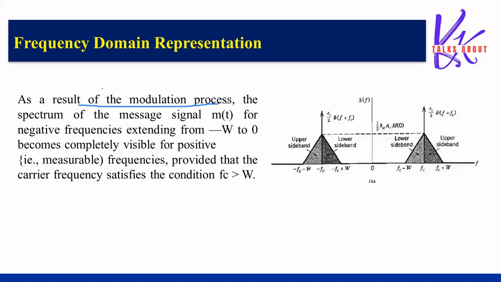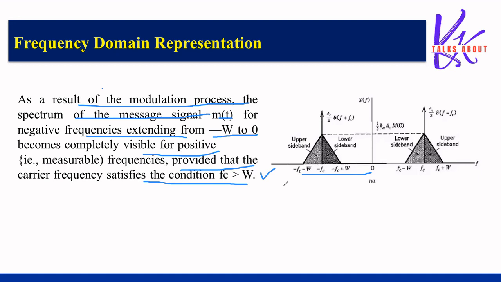As a result of the modulation process, the spectrum of the message signal m(t) for negative frequency extends from minus W to 0. That is, from here to this point it is extended, that is the negative frequencies of the modulated signal, and it becomes completely visible for positive frequencies, that is, measurable, provided that the carrier frequency satisfies the condition fc greater than W.